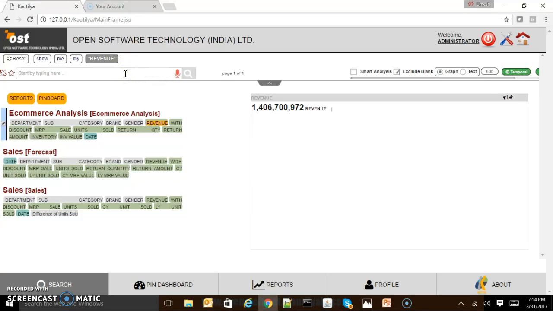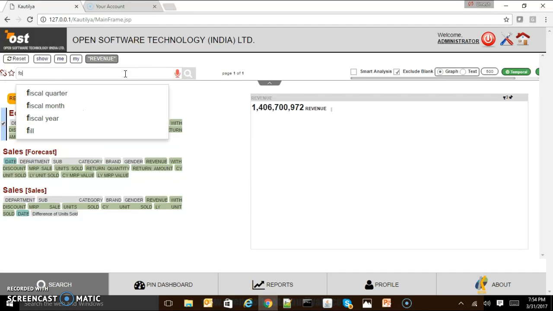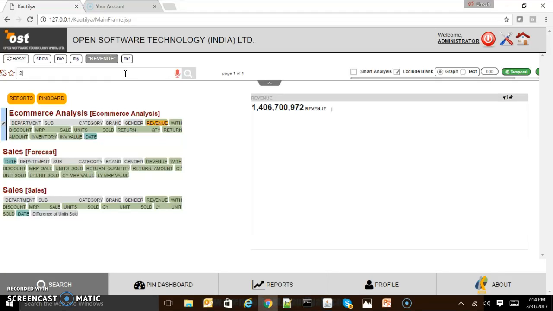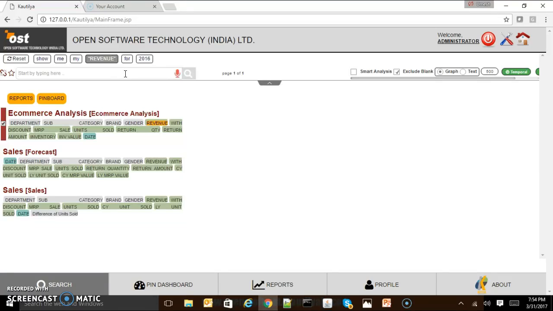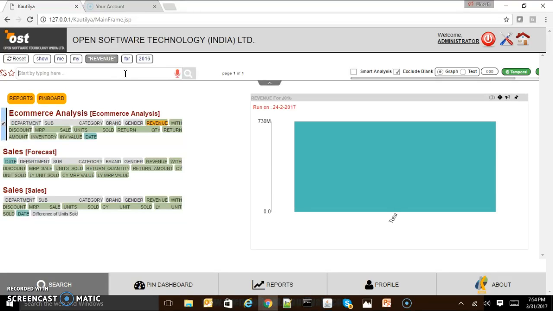Now that I'm seeing my revenue over here, I say I don't want to see the complete revenue. I want to see this only for, let's say, 2016. So I've just written for 2016. Again, it parses through the data, understands, and says that in 2016 you actually have revenue of only $725 million. So it has understood the question by itself and given me the data accordingly.